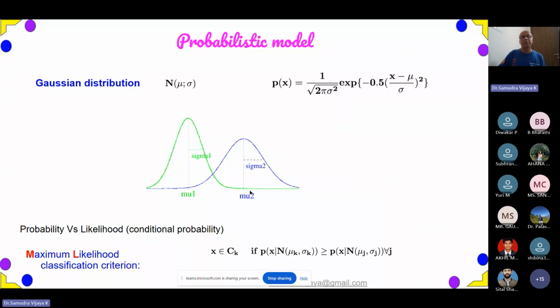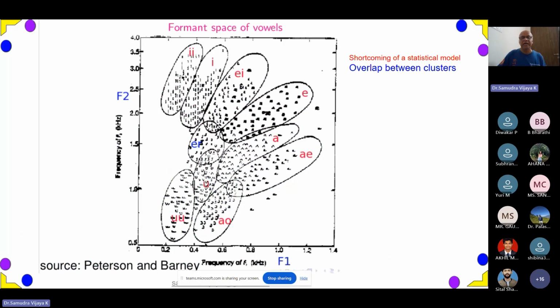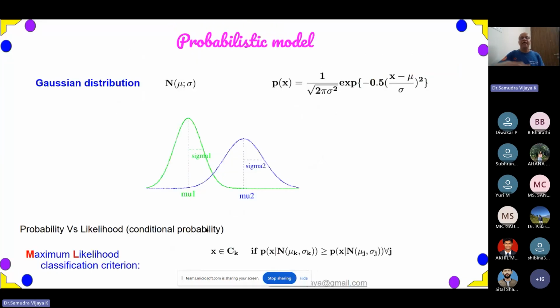Not only mu1 and mu2, but also the width of this bell-shaped curve. So width here is smaller, width here is larger. This is a broader curve, shorter curve, broader curve. Therefore, that is captured by the standard deviation sigma. So you can model each of the clusters as a Gaussian distribution, find out which has the higher conditional probability, and assign the test data to that class.